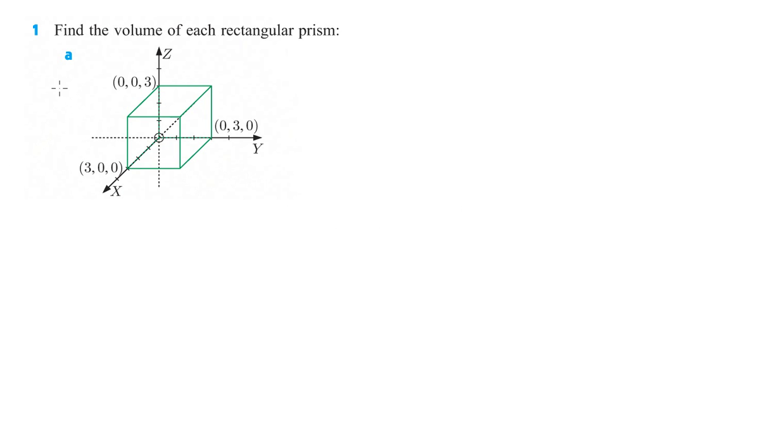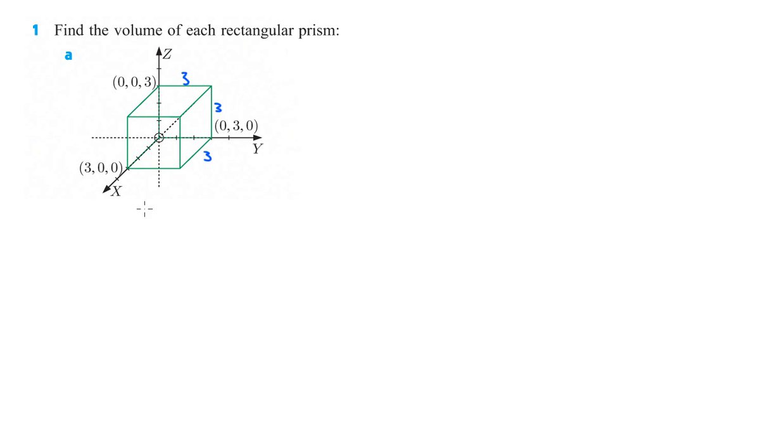First one here is number 1A. Find the volume of each rectangular prism. So in order to do that, we want to know the length, width, and the height of this thing. So we know that this distance out here is 3. So this side over here is 3. Let's do that in blue, easier to differentiate. This height up here is a height of 3. And this length right here goes from 0 over to 3, so all of these are 3.